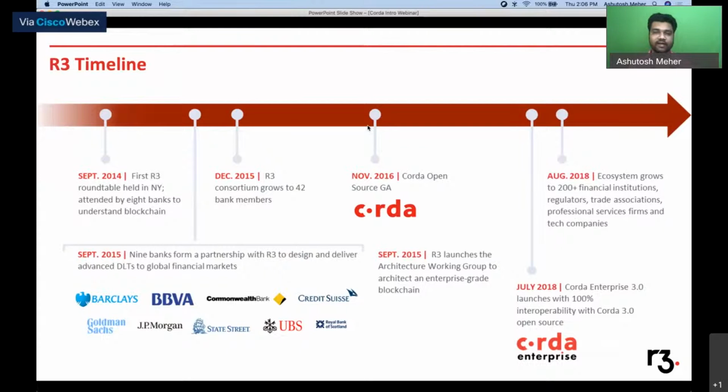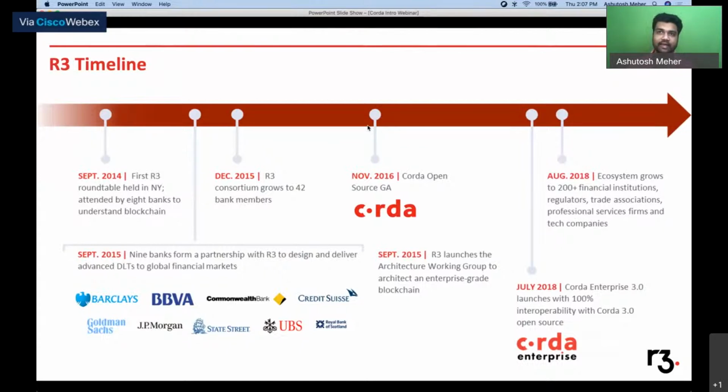So there were a few banks who had a meeting, and they were looking at different blockchains and how they could utilize blockchain in the financial sector. David Trotter, who's the CEO, was there in that meeting, and they looked at different blockchains and came to know that none of them actually suited the requirements of business, all the blockchains that were there at that point of time.